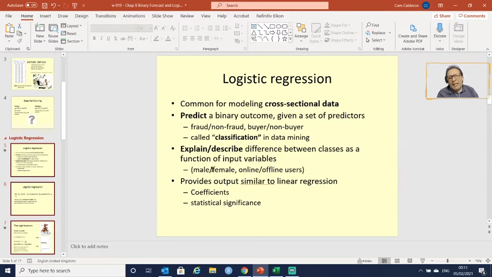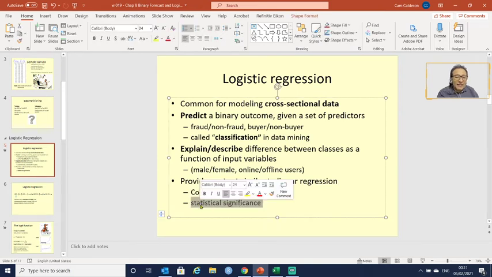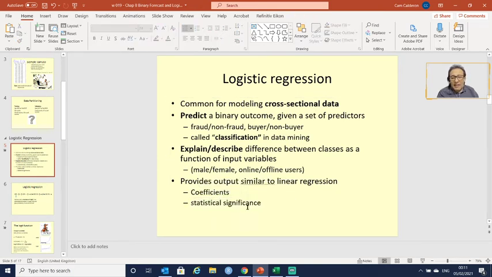So alright, what else? We can explain and describe differences between classes as a function of input variables, so you can distinguish between males and females, poor and rich, online and offline users, etc. Right? So we can use that as an explanatory variable for our logistic regression. It also provides output similar to linear regression, and that is very handy because we have the coefficients and we have a statistical significance. Remember that the statistical significance is the p-value that appears in our tables in R, and this needs to be less than 5%.